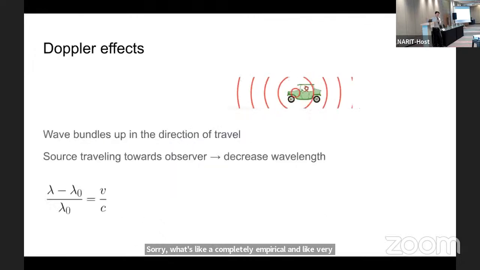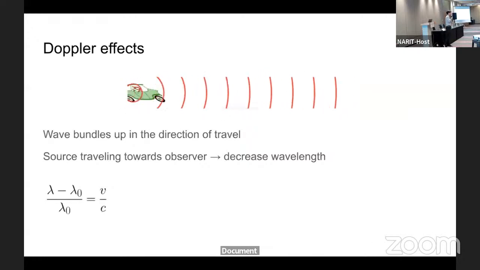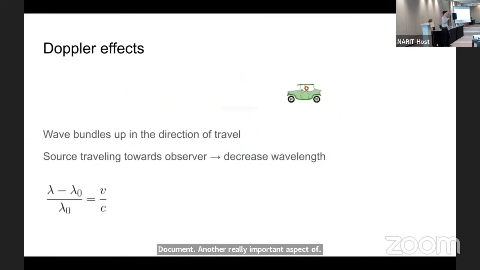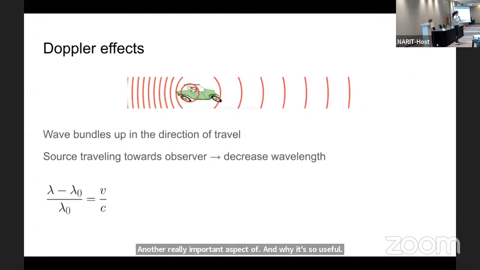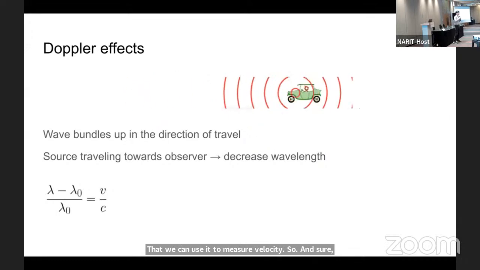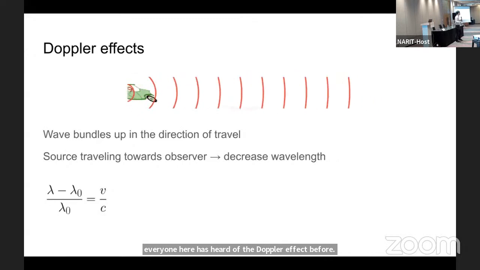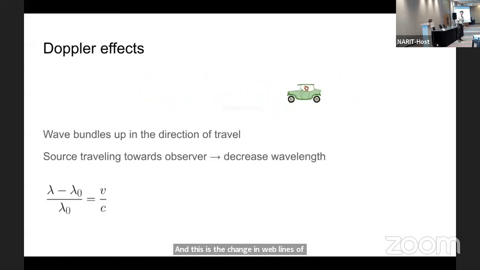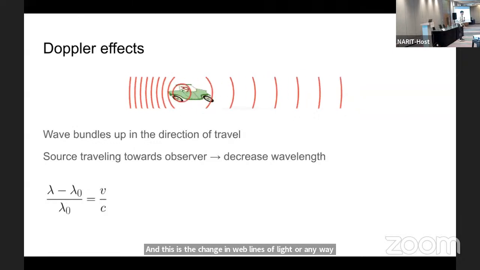Fascinating. Another really important aspect of spectroscopy and why it's so useful is that we can use it to measure velocity. I'm sure everyone here has heard of the Doppler effect before. And this is the change in wavelength of light or any wave when you have a source that is moving in relation to the observer.